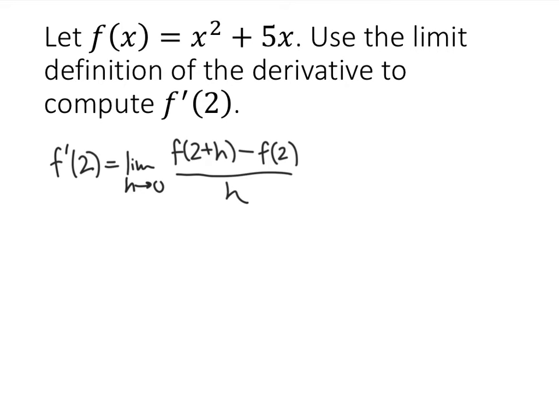The limit definition of the derivative looks like this. F prime of 2 is the limit as h goes to 0 of f of 2 plus h minus f of 2 divided by h. So now we're going to use the definition of our function to simplify that fraction, and then think about what happens as h goes to 0.